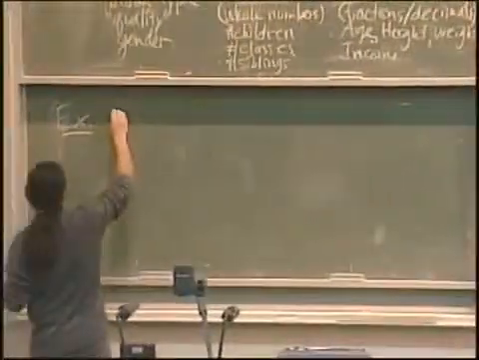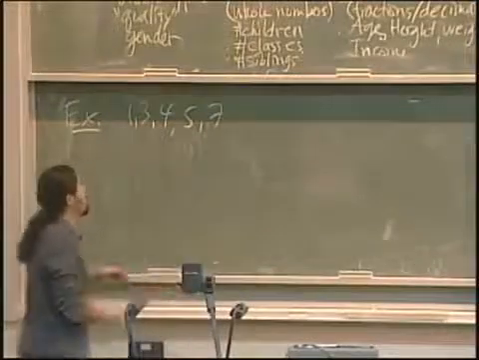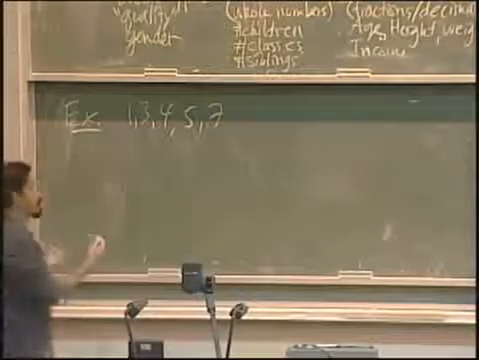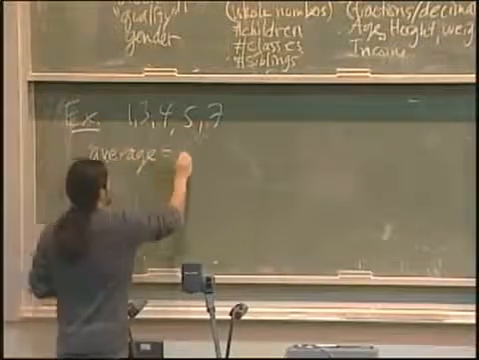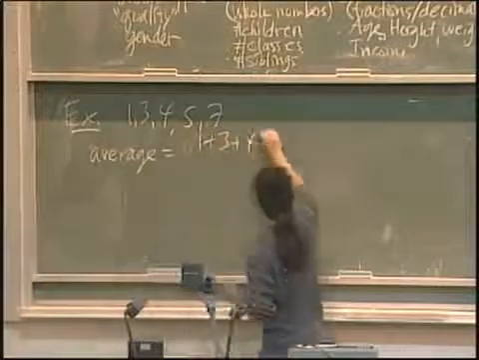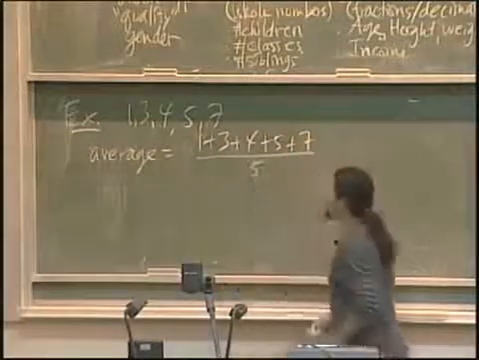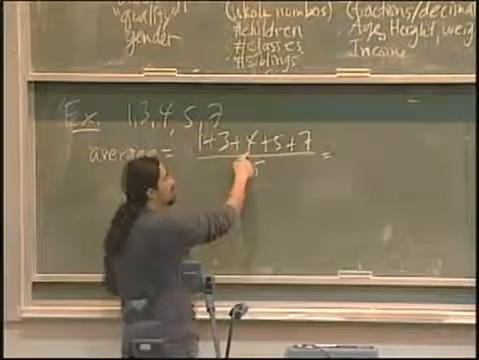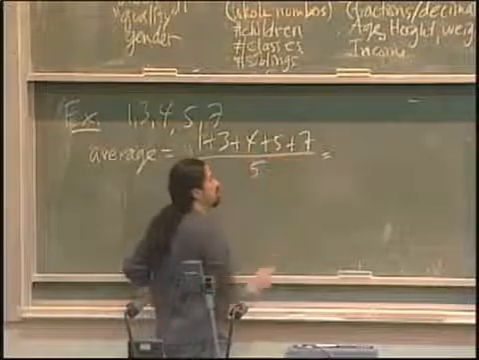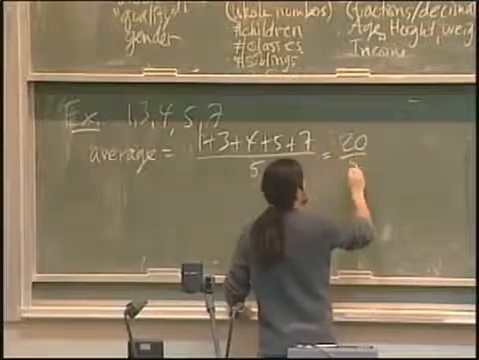So first I'll do a sort of straightforward one. Okay, so my numbers are 1, 3, 4, 5, 7. To calculate the average, 1 plus 3 plus 4 plus 5 plus 7. Add them all up, divide by how many there are, which is 5. So 1 plus 3 is 4, plus 4 is 8, plus 5 is 13, plus 7 is 20, right? So 20 over 5 is 4.